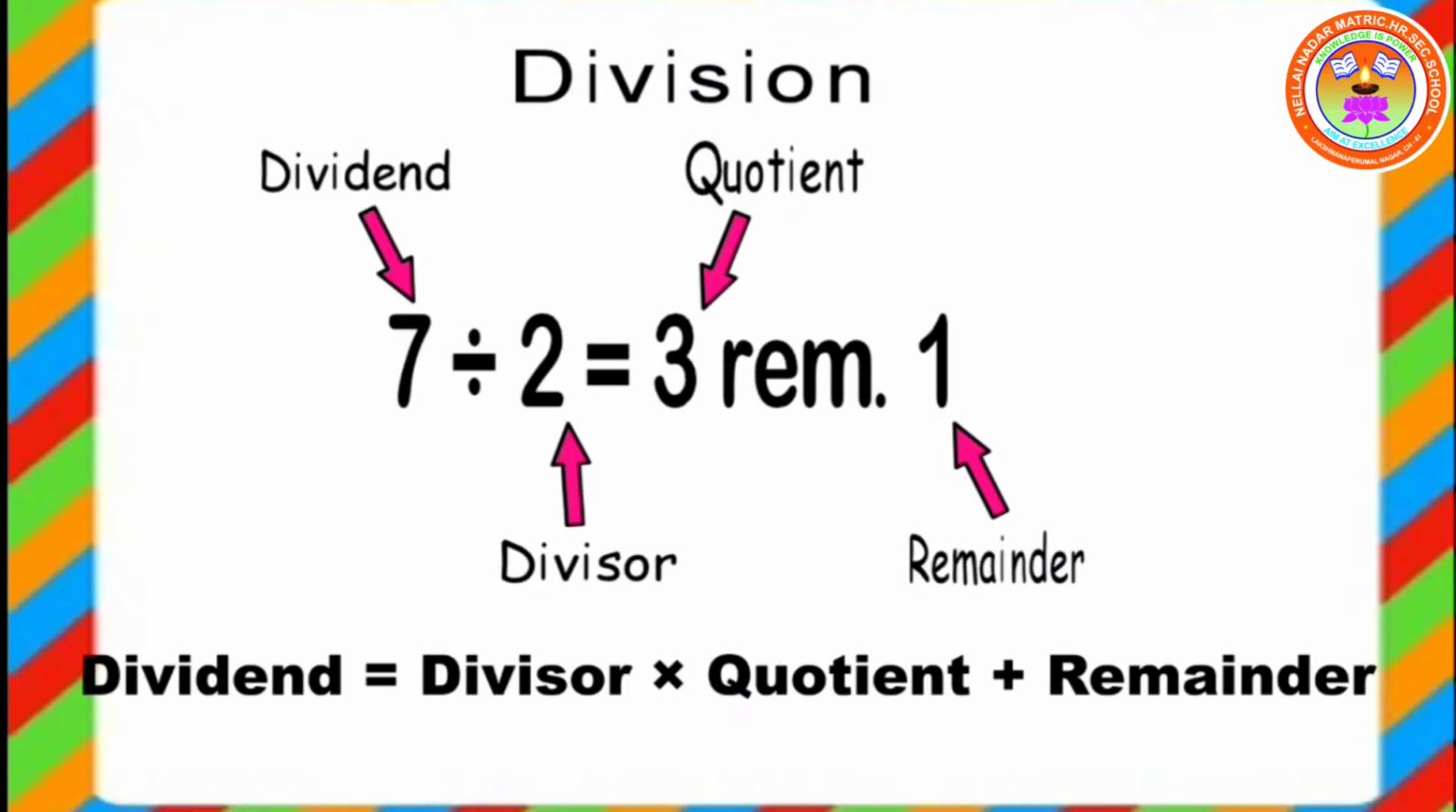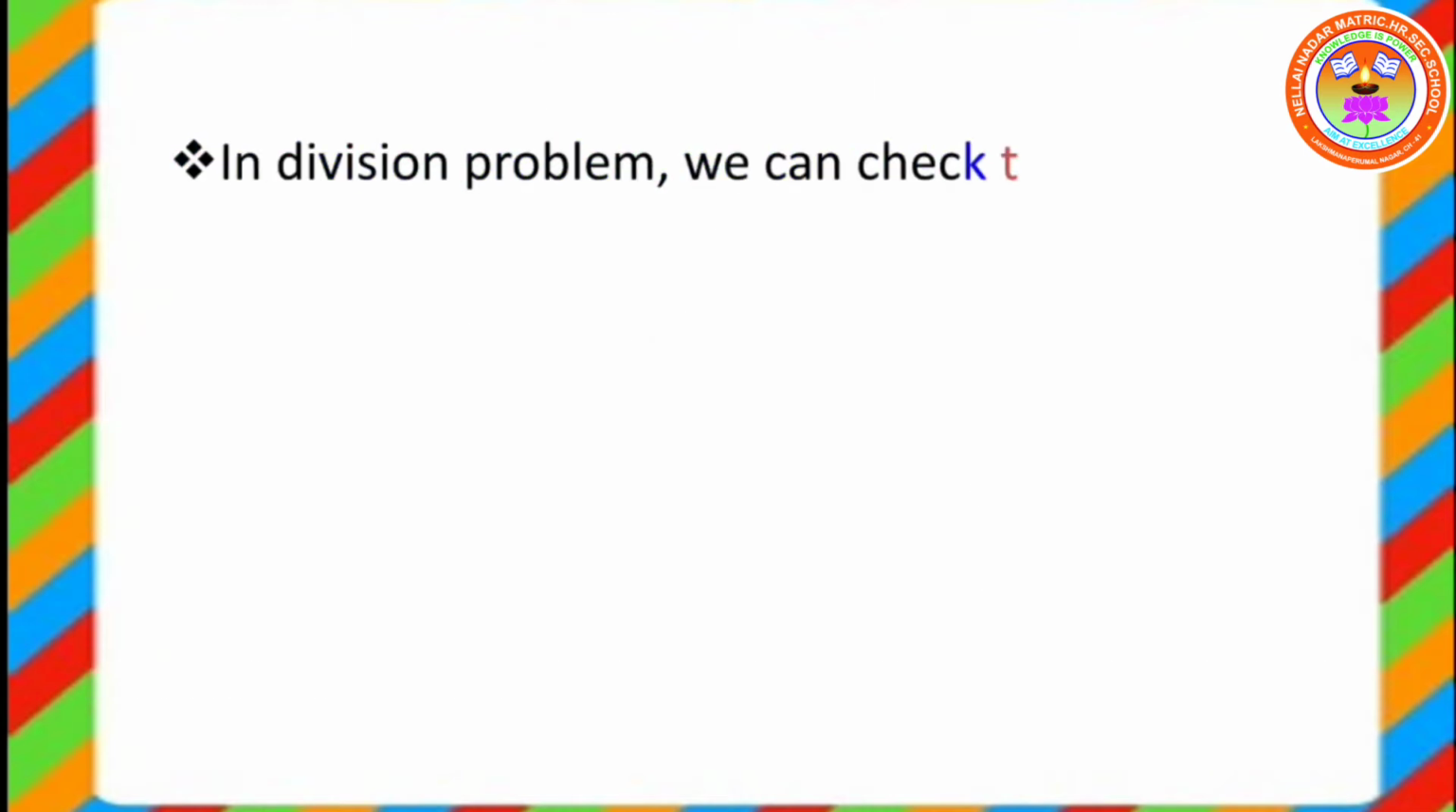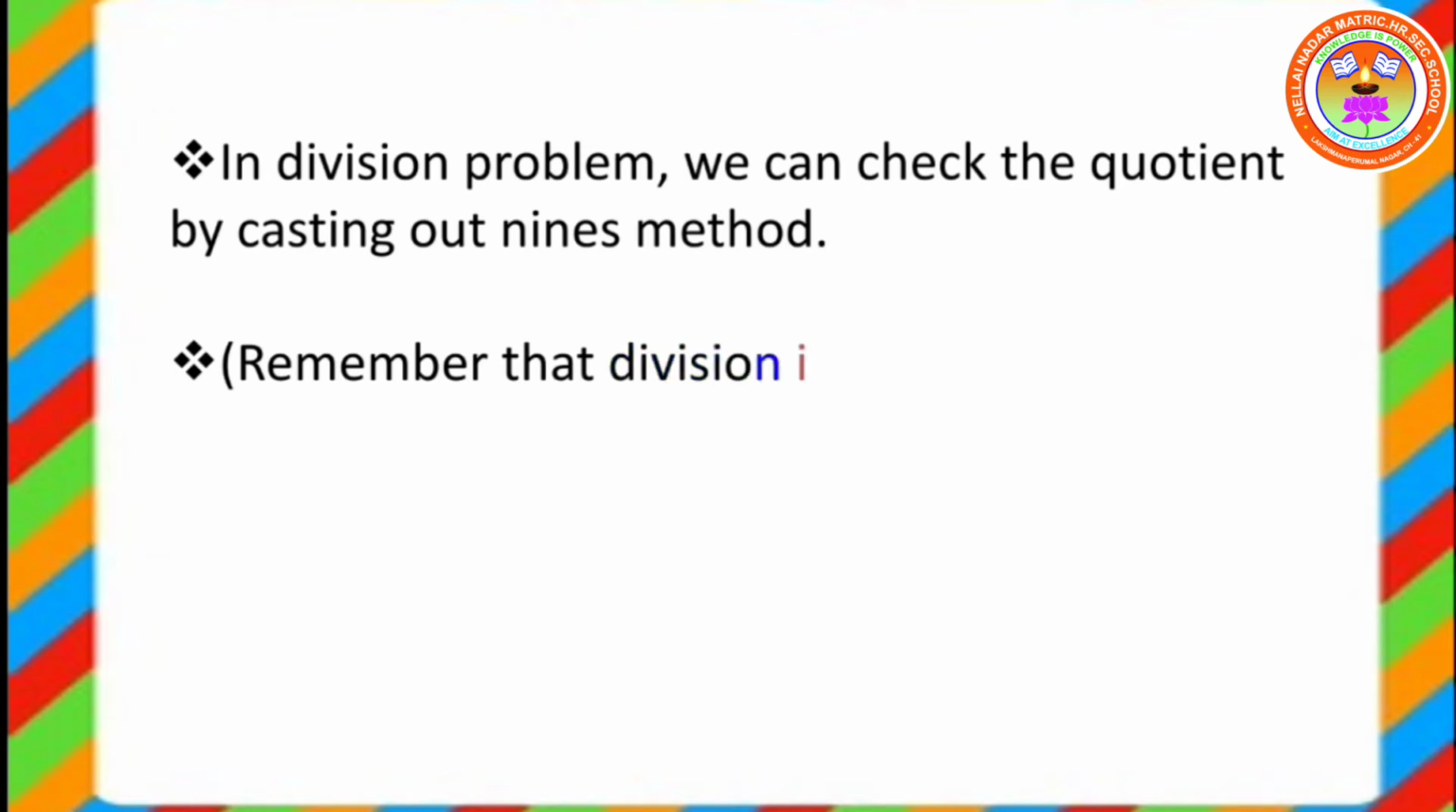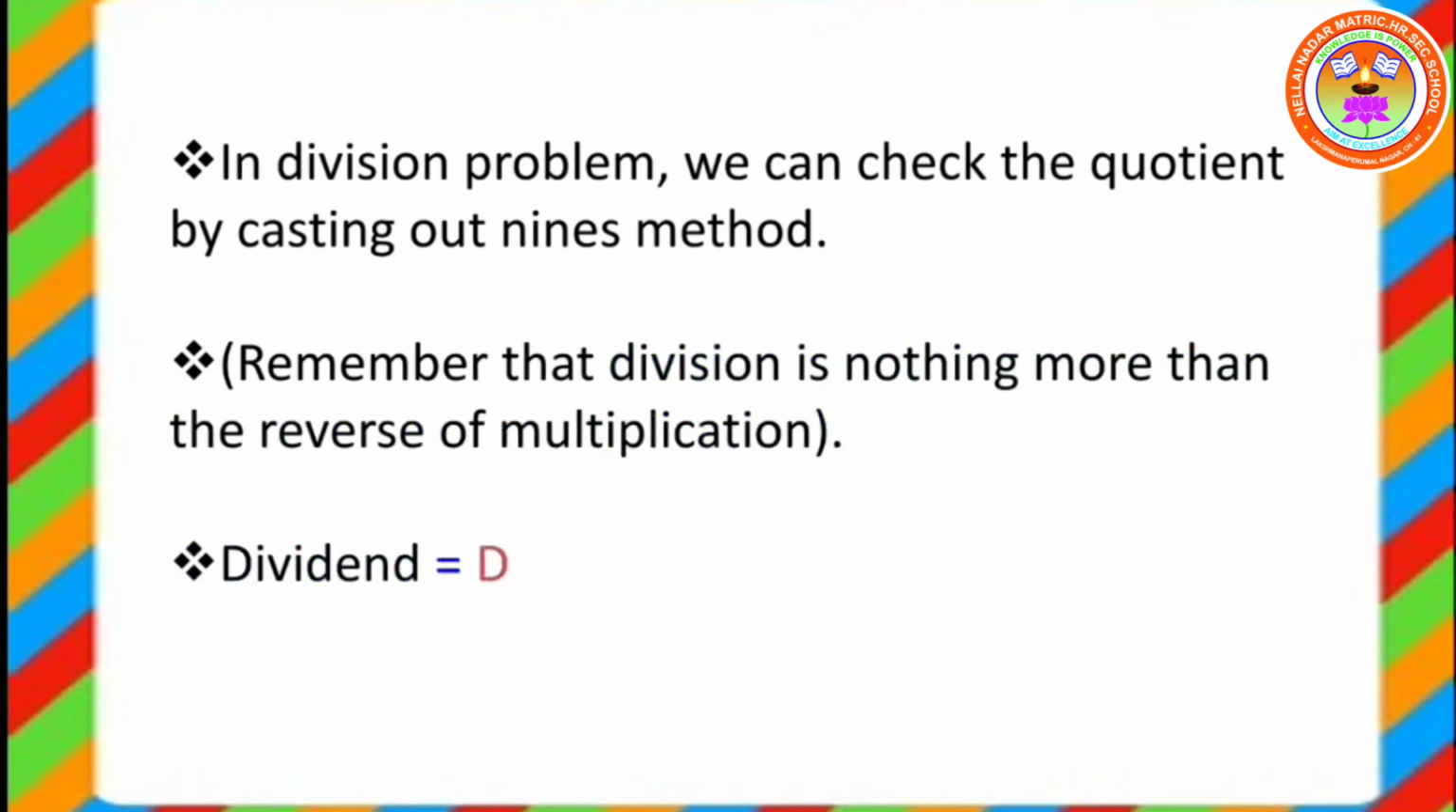Division fact. Division has 4 parts: dividend, divisor, quotient, remainder. Dividend is equal to divisor into quotient plus remainder. In a division problem, we can check the quotient by the casting out nines method. Remember, division is nothing more than the reverse of multiplication. Dividend is equal to divisor into quotient plus remainder.